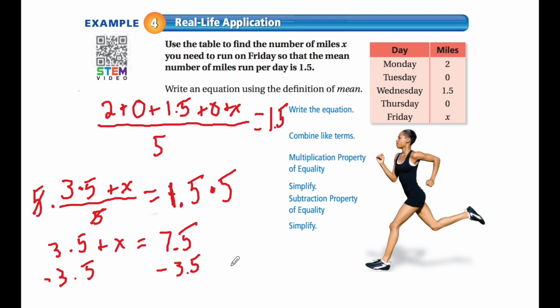I'm just going to move this over here so I don't run out of room. So these will cancel. That'll just give us x. And this will be 4. So x is going to be equal to 4. So we would have to run 4 miles on Friday for our mean to be 1.5 miles run per day.